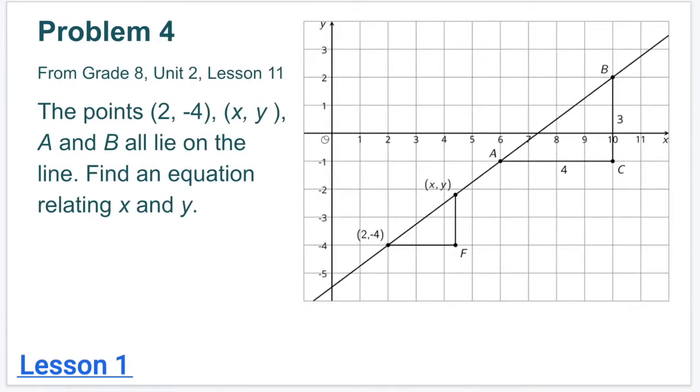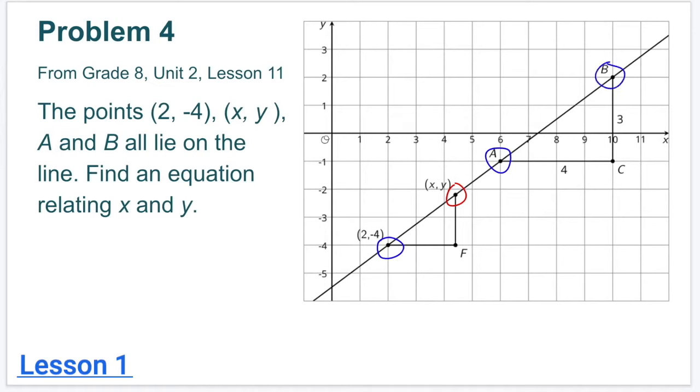Number 4. The points (2, negative 4), (x, y), and (a, b) all lie on the same line. Find an equation relating x and y. I'm going to use this point because it lands on the x coordinate 2 and the y coordinate negative 4. I'm not going to use this one because it doesn't land directly on a whole number. I am going to use this one because it lands directly on the whole number 6 on the x coordinate and negative 1 for the y coordinate.